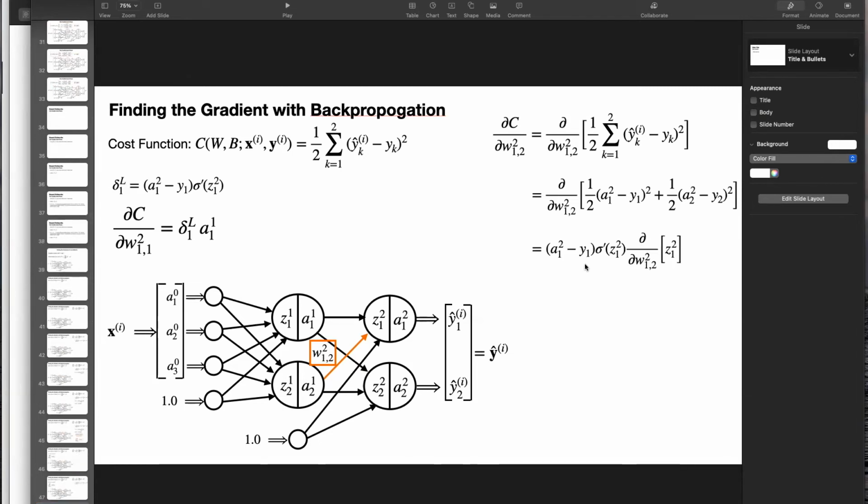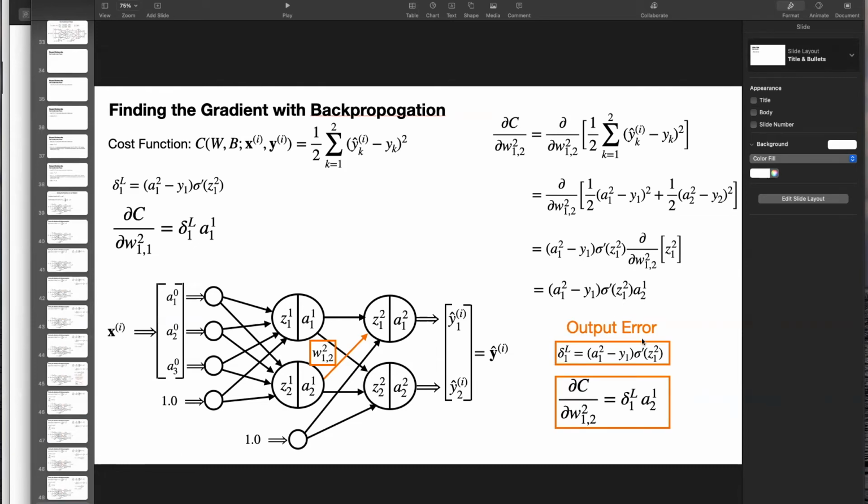As before, derivative of the outside times the derivative of the inside. A12 is equal to sigma of Z1, so the derivative of the inside is sigma prime of Z1 times the derivative of the inside. And as before, it's just A2 in this case, because A2 is traveling along that edge. But notice what's multiplying A2. It's that same output error. So the partial with respect to W12 is that output error times A2.